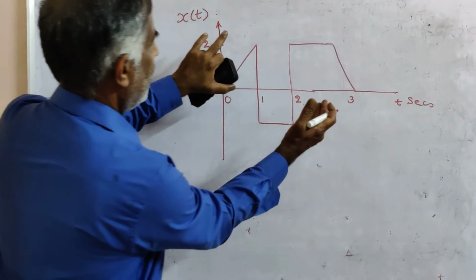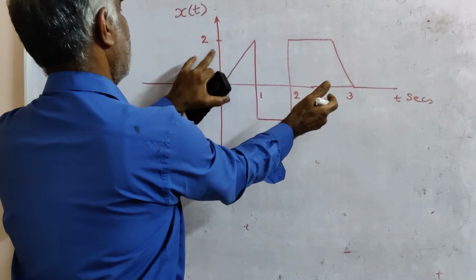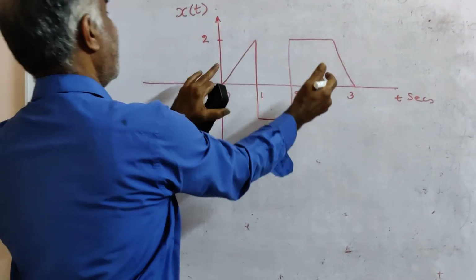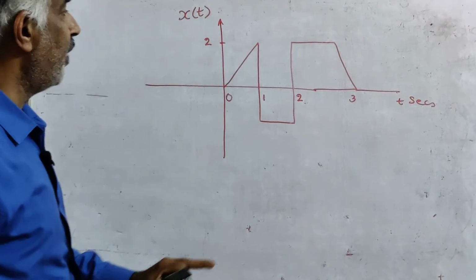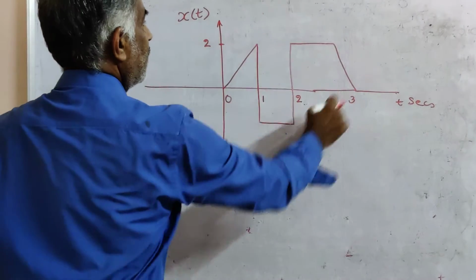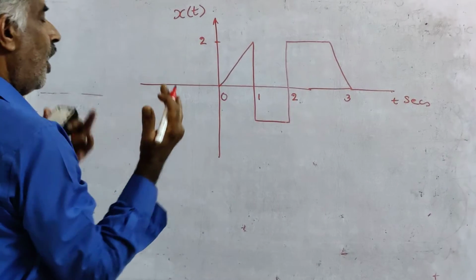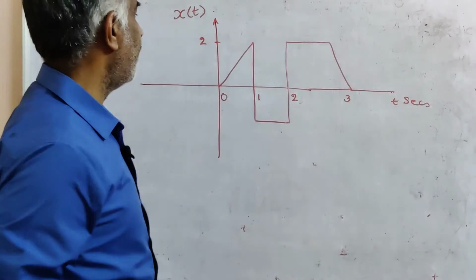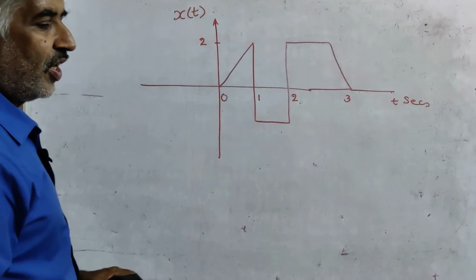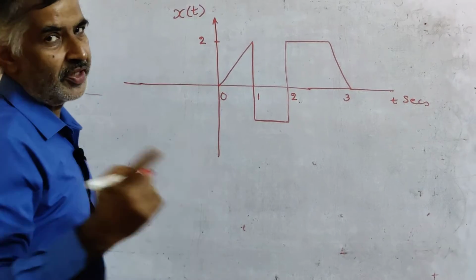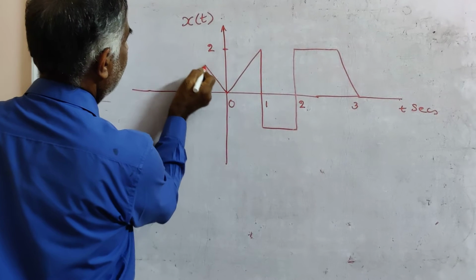Mirror image means the same waveform is rotated like this. If it is rotated like this, then it is called a mirror image. You imagine that this is rotated like this, and this portion should fall here. If the waveform is complex, it requires a little bit of imagination. Now I will sketch the mirror image. You practice in the case of other problems. Now this is like this.